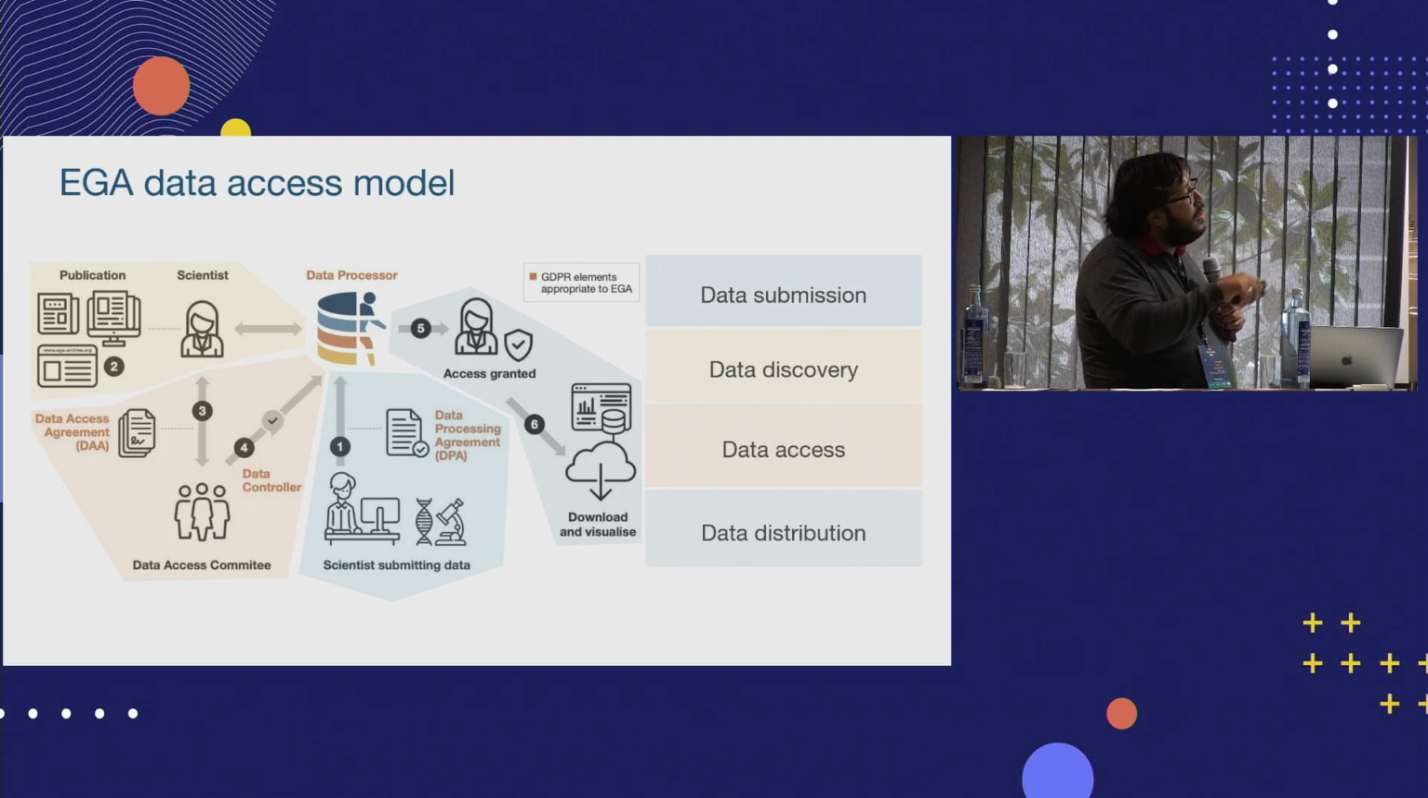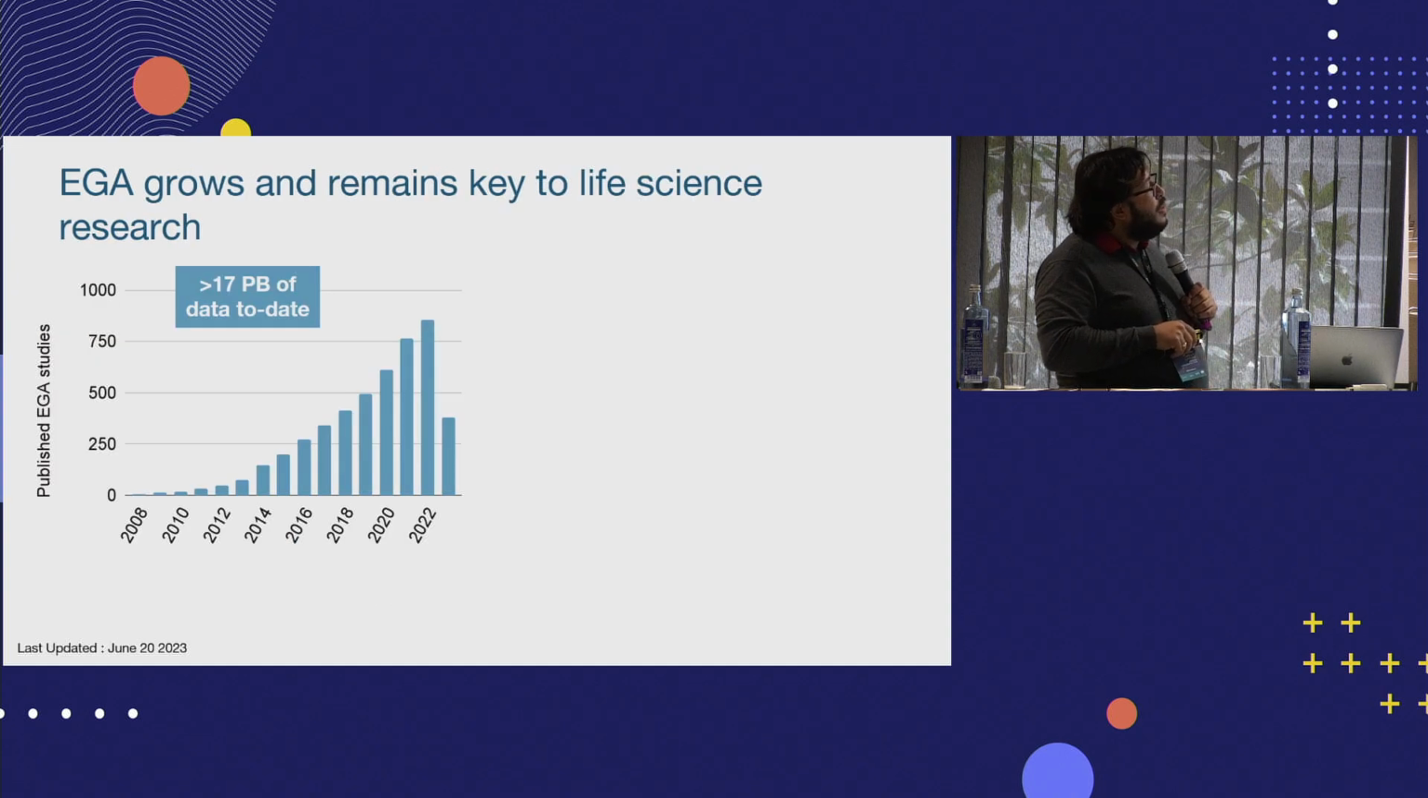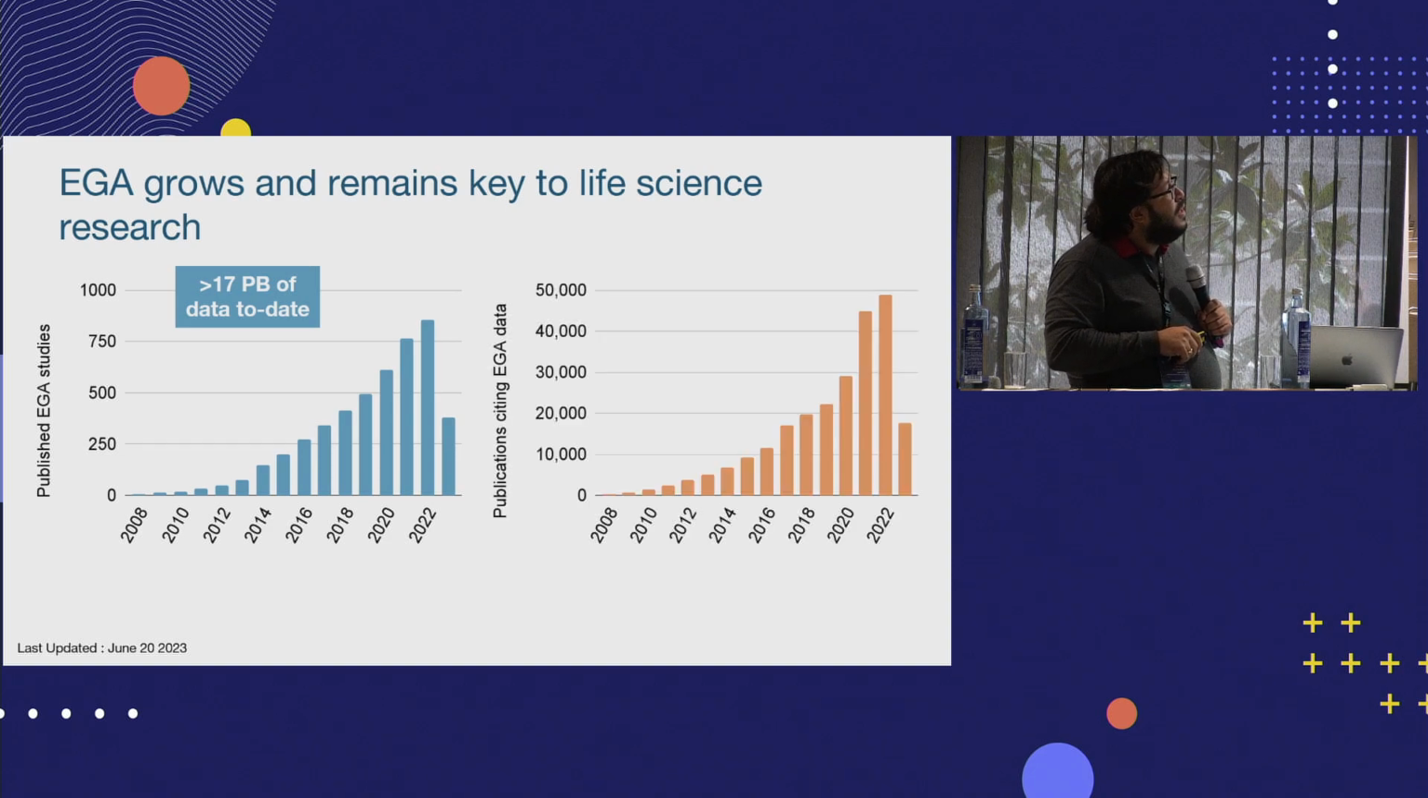Here is a conceptual representation of how the whole process works, but there are many standards behind the scenes. We can think, for instance, of the visas and passports by the Global Alliance to automate the whole process of accessing the data. We continue by looking at how much data is being managed at EGA. We're talking nowadays about 17 petabytes of data that have led to more than 50,000 publications using EGA data since 2008. Those numbers are quite impressive.